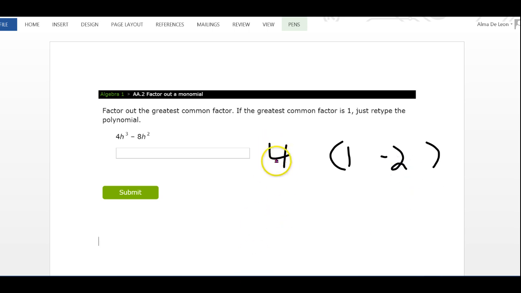Now I'm going to factor out the greatest common letter, the H. The first term has 3 H's and the second one has 2 H's. So what is the biggest number of H's that they have in common? Do they both have 3? No. Do they both at least have 2 H's in common? Yes. So I'm going to factor out 2 H's. I'm going to take out an H squared.